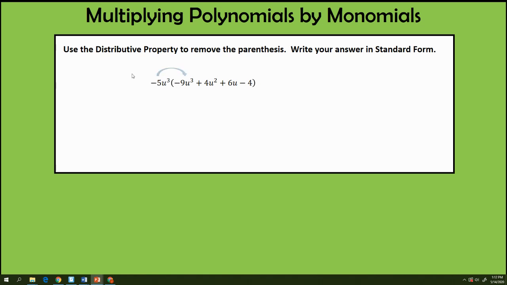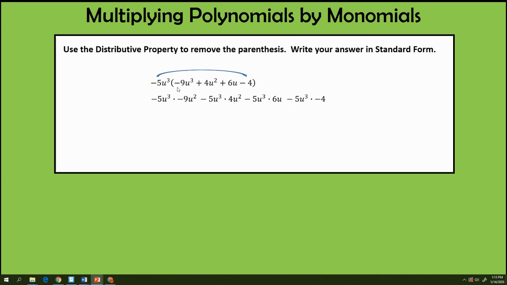through this polynomial. So I'm going to start out by taking my negative 5u cubed times negative 9u cubed, first part of it, plus. Now I'm going to take my negative 5u cubed times 4u squared. Then we'll take our negative 5u cubed and multiply it by 6u. And finally, take our negative 5u cubed and multiply it by negative 4. So you can see the 4 different products that we have to simplify. There's my first product, my second product, my third product, and my fourth.